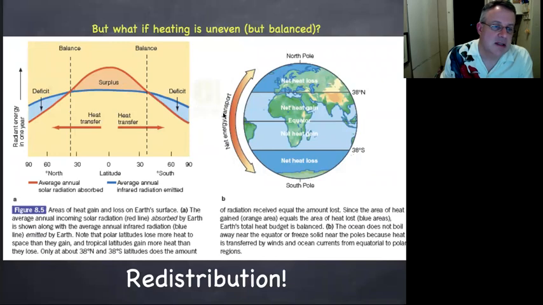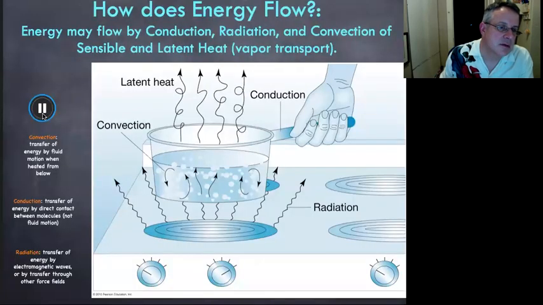Think of it like this. There's a net energy transport required away from the tropics towards the poles. Well, so what is the agent of this energy transfer? Well, it could be a lot of things. The first law of thermodynamics.